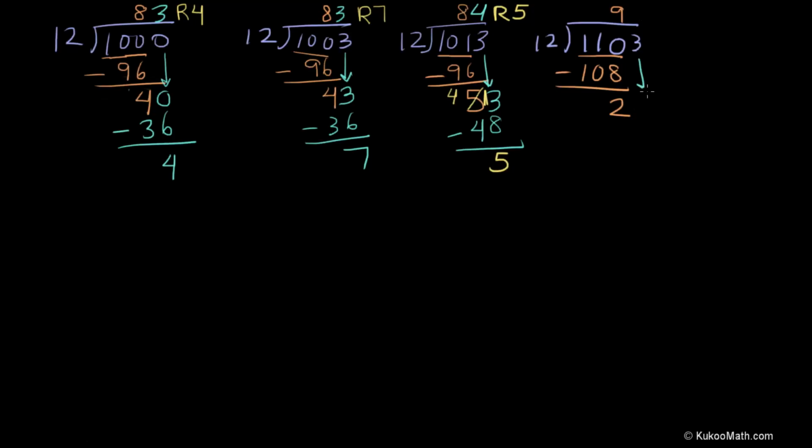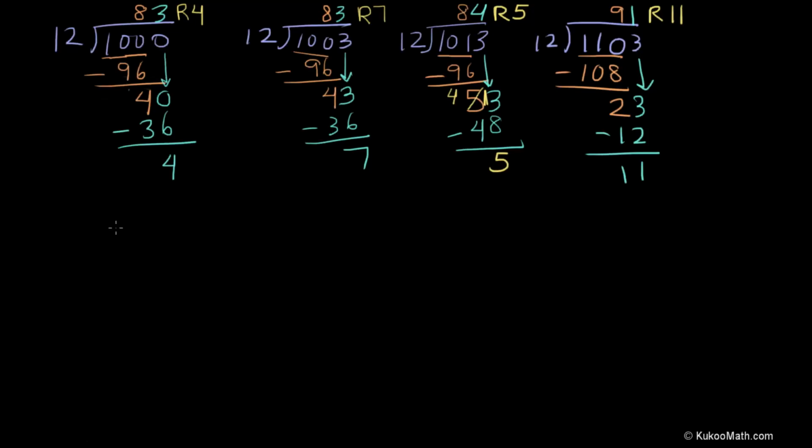Now we bring down the 3, and we get 23. And to put 12 into 23, 1 time is the most number of times we can put it in, because 2 becomes 24, and that's too much. So we're only putting in 1 time, and we multiply, and we subtract. So 23 minus 12 is 11. 11 is less than 12, so 11 becomes our remainder, and the answer is 91, remainder 11.